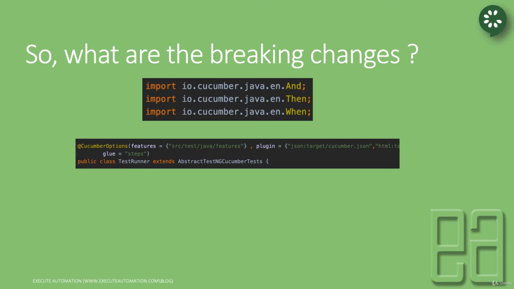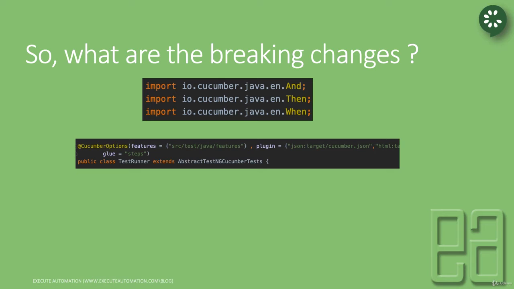So what are the breaking changes that you'll be seeing in this section? The first and foremost change is the importing of the libraries, because the package name has been changed. In the Cucumber options, you will now have something called plugin, where you can specify the JSON file, the listener, some formatter or glue, and everything is going to sit within this plugin. This is the major breaking change.